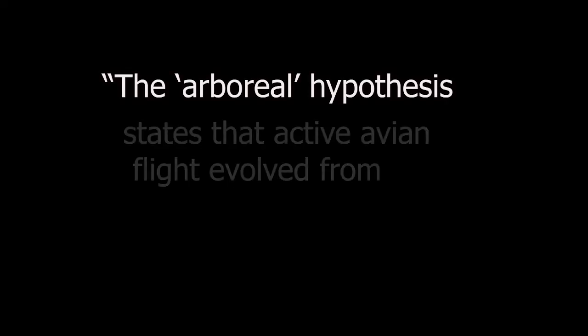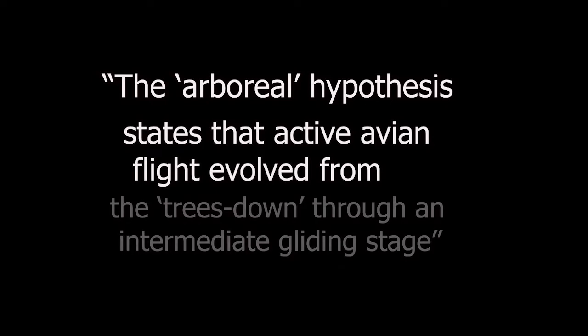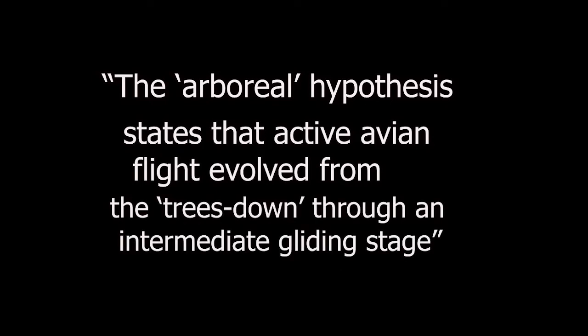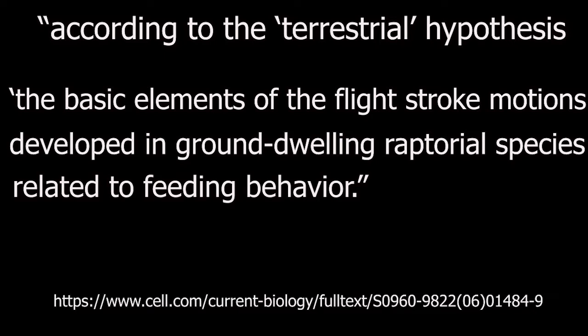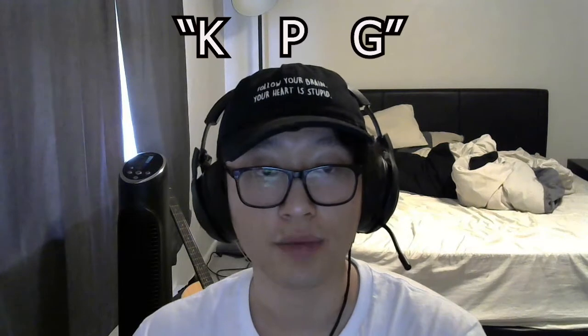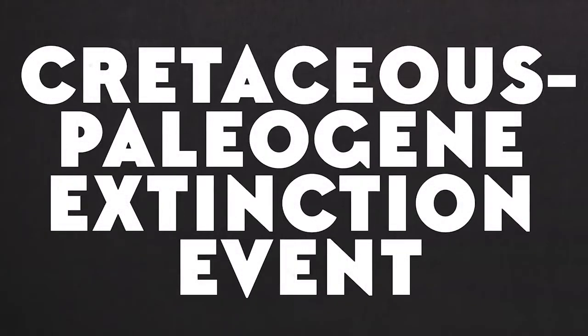The arboreal hypothesis states that active avian flight evolved from the trees down through an intermediate gliding stage. Whereas according to the terrestrial hypothesis, the basic elements of the flight stroke motions developed in ground-dwelling reptilian species related to feeding behavior. The Archaeopteryx lineage evolved alongside dinosaurs, but they didn't diversify into modern birds until after the KPG extinction event. This time is known as the Cretaceous-Paleogene or KPG extinction event.